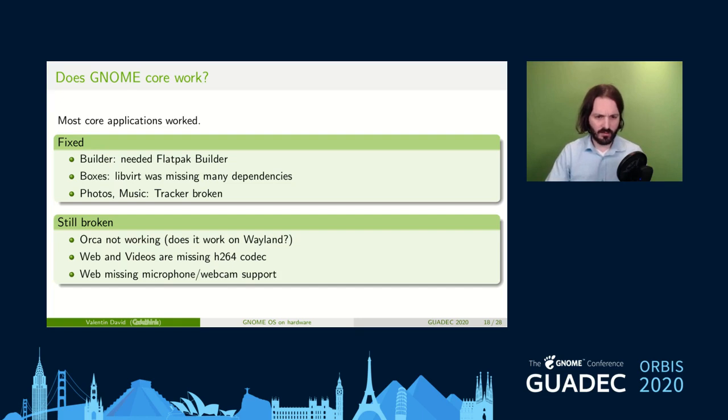Orca, for visually impaired people, is a screen reader. This is not working, and I would need help there. Someone should look at that. I think there's some problem with Wayland, but I think there are other problems. It is a bit annoying not to have this working, because I think it's a very important piece of software here. Web and video work, but they are missing some codecs because of issues with patents, and we need to find a way to download and install them from Cisco servers.